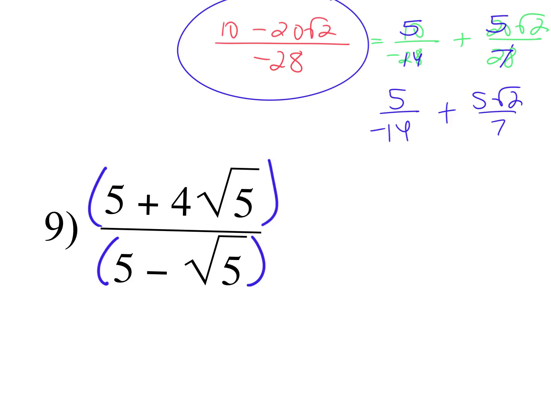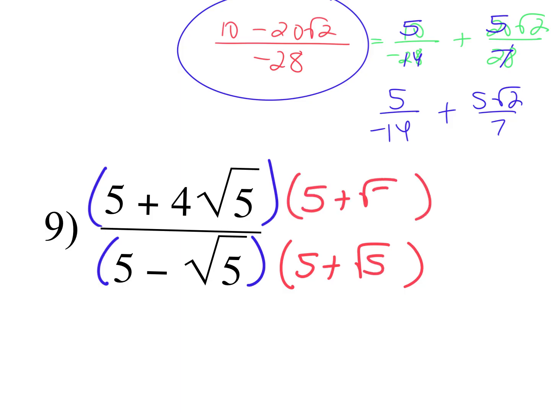And how do I get rid of it? What am I going to multiply by? The conjugate. What is the conjugate of 5 minus the square root of 5? 5 plus. Just change the sign in the middle. And what you do to the bottom, guys, you do where? To the top. Always. Every time you work with fractions, what you do to the bottom, you do to the top. Same thing with an equation. What you do to the left side, you do to the right side.